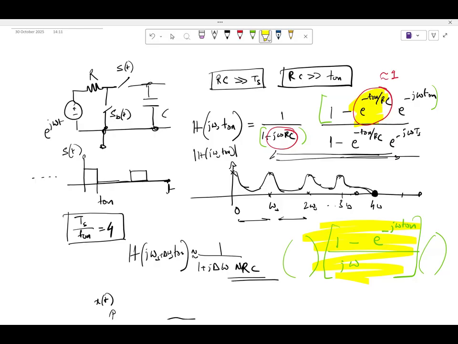For example, if RC were much less than T on, the top term would have been basically 1, right? The negative of e power minus T on over RC would have vanished. So under the condition that the RC time constant is much greater than T on, this numerator and 1 over j omega are telling us that some sort of finite time integration is happening. Okay, we agree? Now I will withhold my intuition about the denominator term for the time being. It will also come.